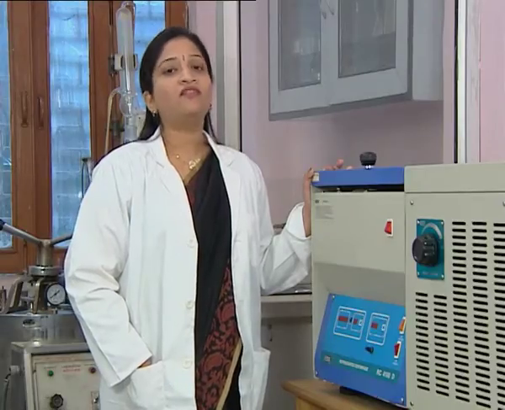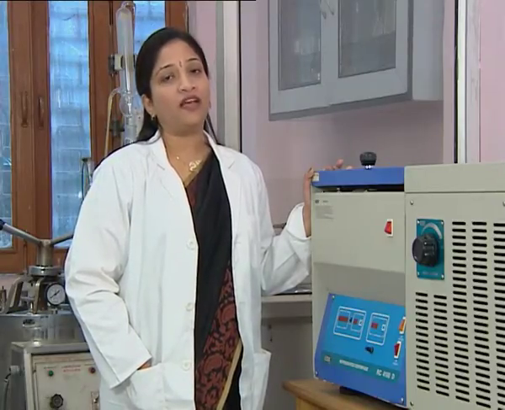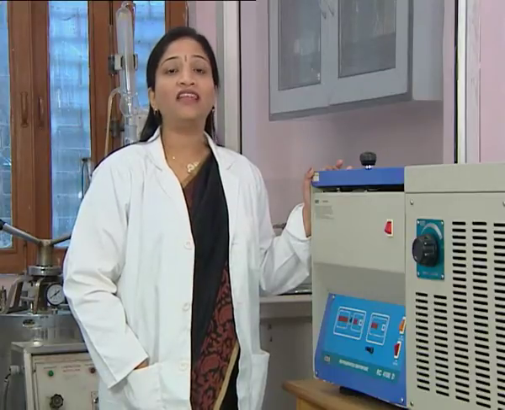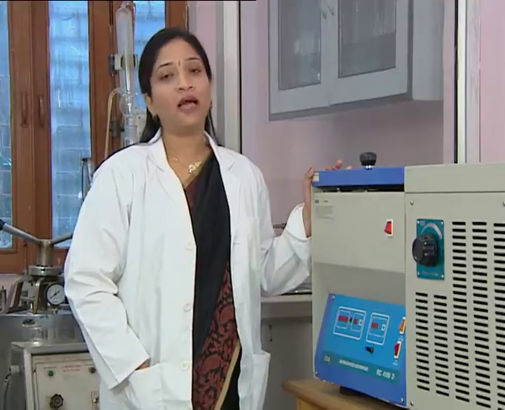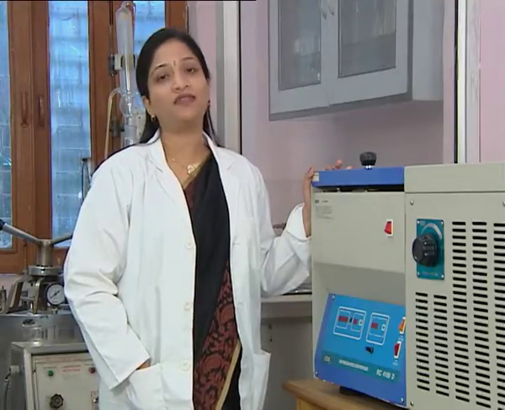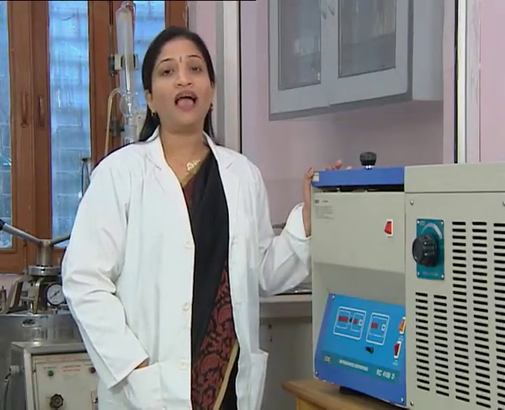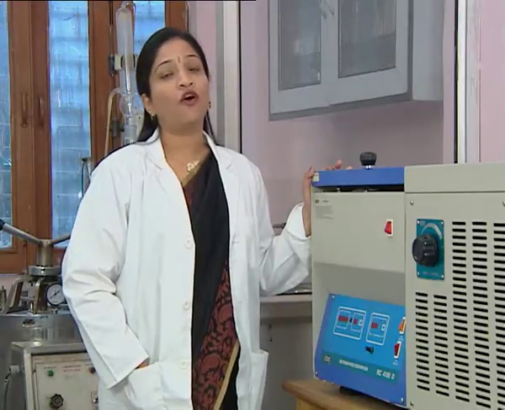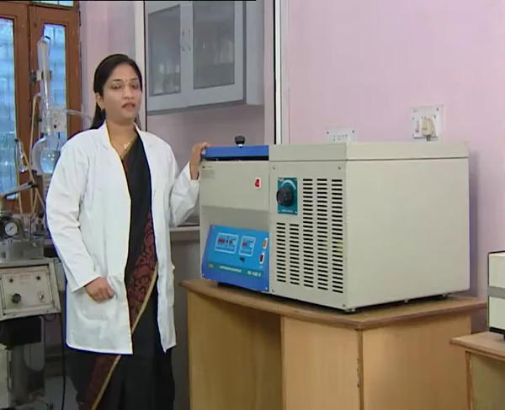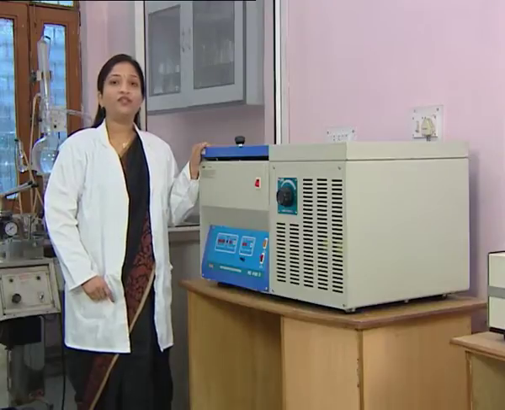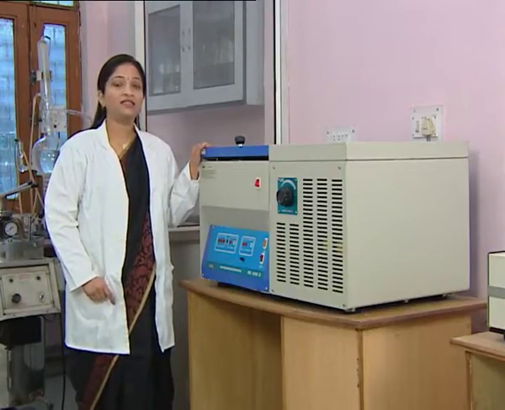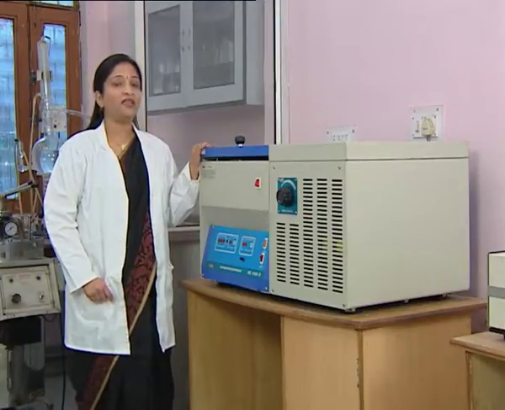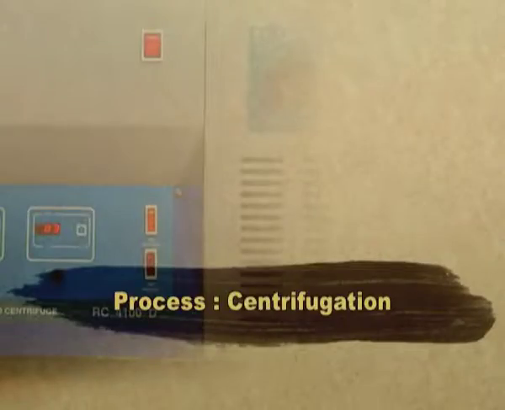The very important criterion that has to be taken into account is the balancing of the device. The amount of the sample, that is, the density of the sample, should be equal and it should be placed opposite to each other. Now, I have given you an overview of the centrifuge. Let us discuss in detail the process involved in centrifugation.